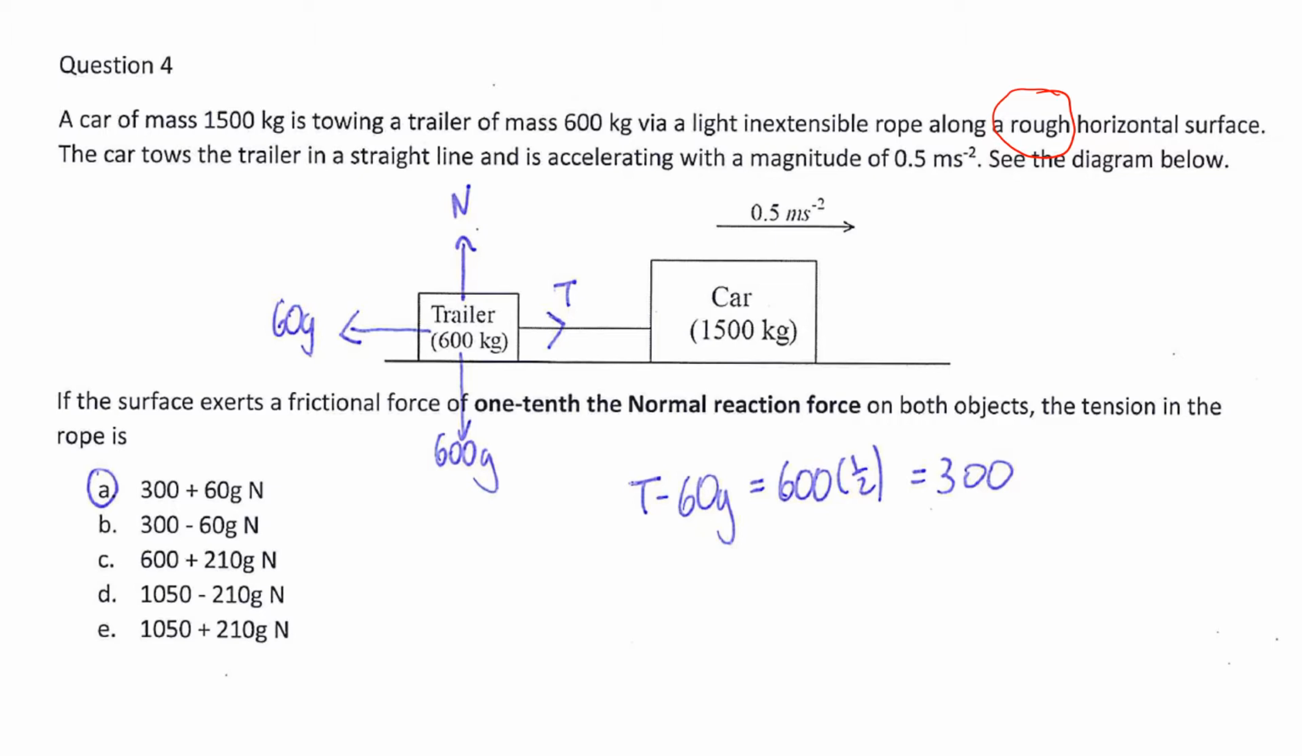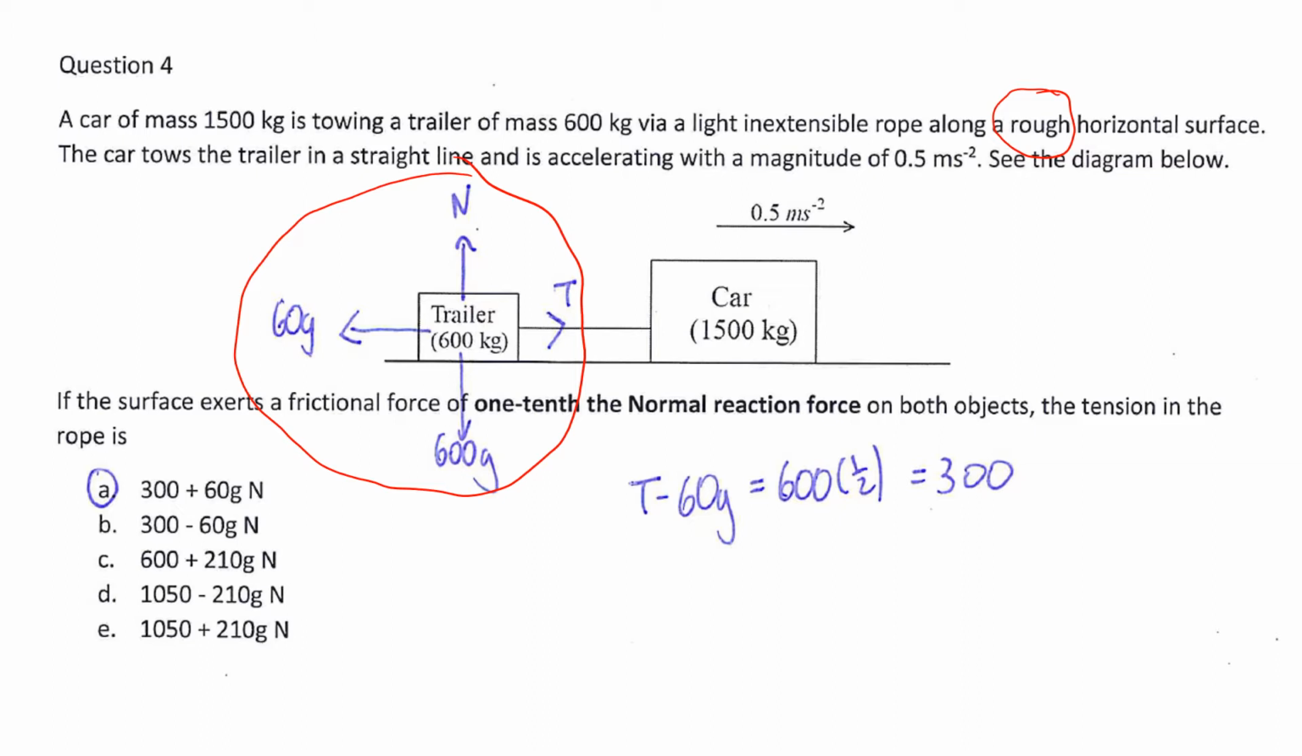So how does friction come into the situation? Well, it comes in at the next line of information. If the surface exerts a frictional force of 1/10 of the normal reaction force on both objects, the tension in the rope is... Okay, so as I said, we're going to analyze things in terms of the trailer. So there's 4 forces at play on the trailer. Tension force causing it to move in the direction of motion.